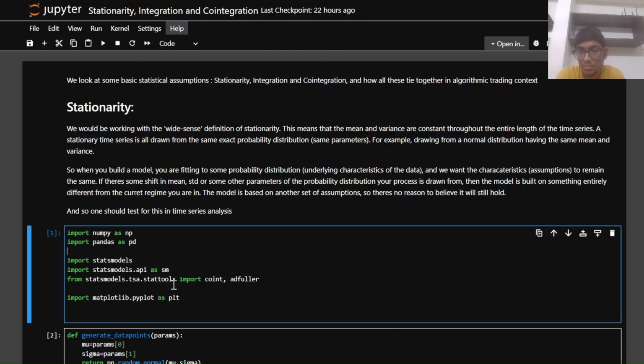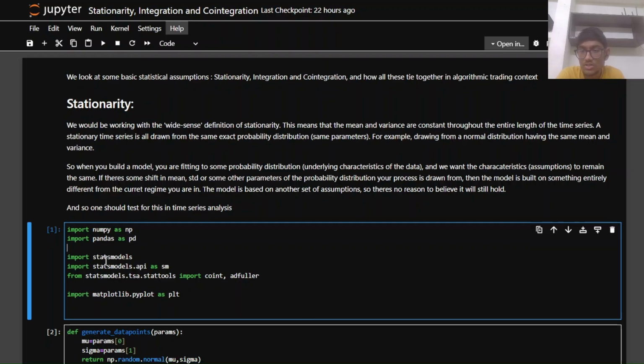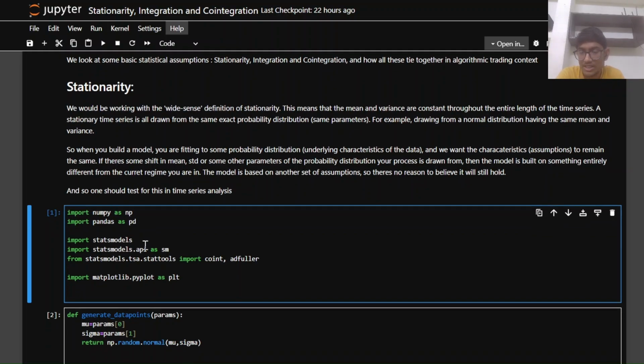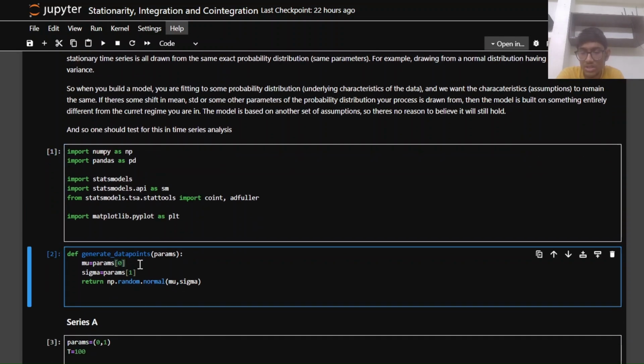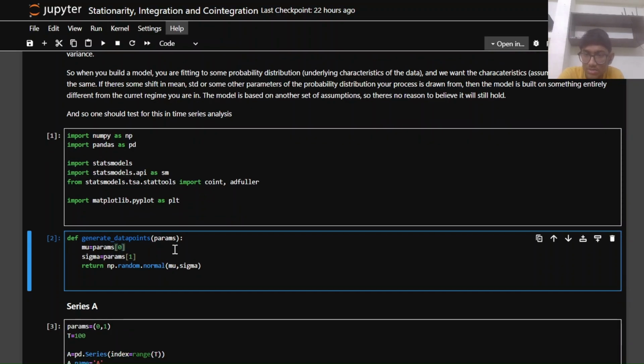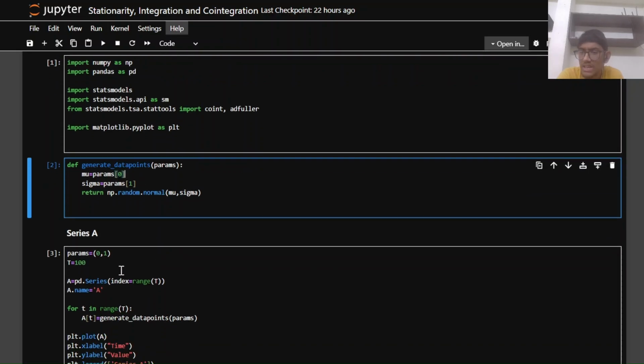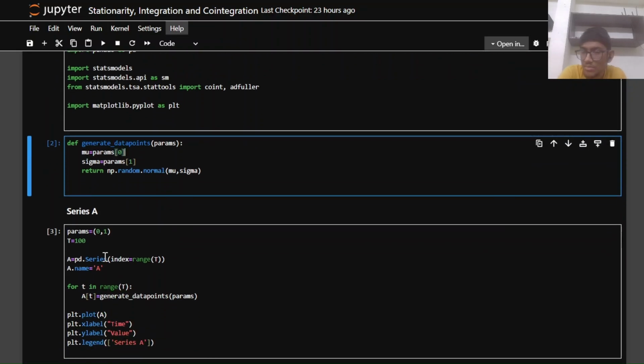Let's take a look at some examples. So first, let's import all the necessary packages that we need. I have imported NumPy, Pandas, statsmodels and matplotlib.pyplot, and this function over here generates data points randomly from a normal distribution with the parameters that the user gives it. The first element of this parameters array is the mean or mu, and the second one is the standard deviation or sigma.